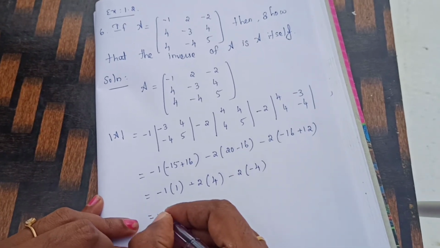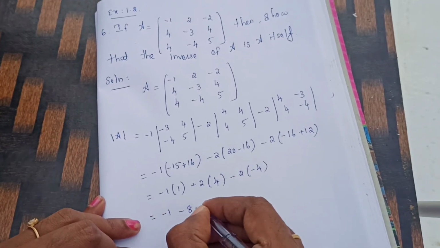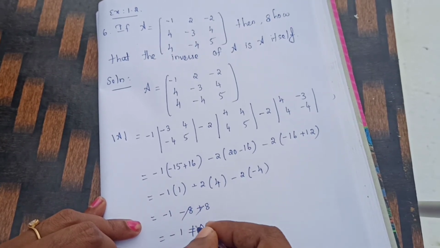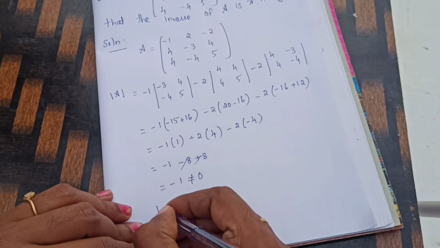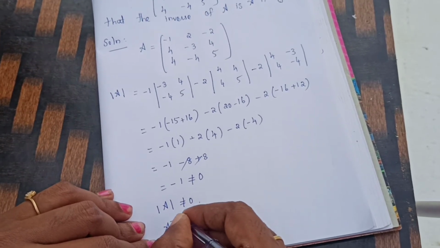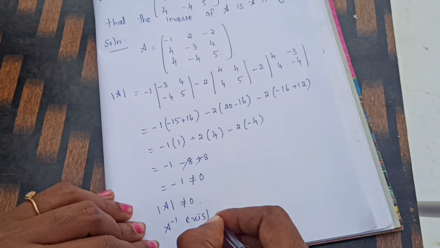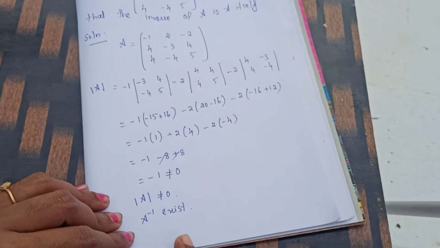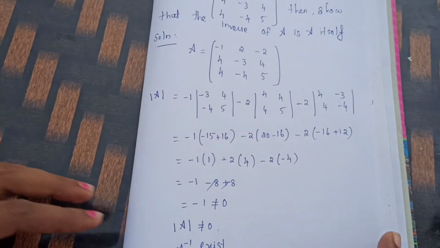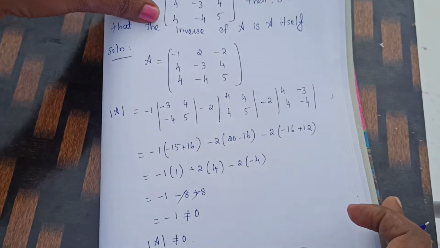So what value do you get? Minus 1 minus 8 plus 8, that is equal to minus 1. Is it equal to 0? It is not equal to 0. So determinant of A not equal to 0 means A inverse exists. Understand? A inverse exists. Then what do you need to find? You will find the adjoint of A.